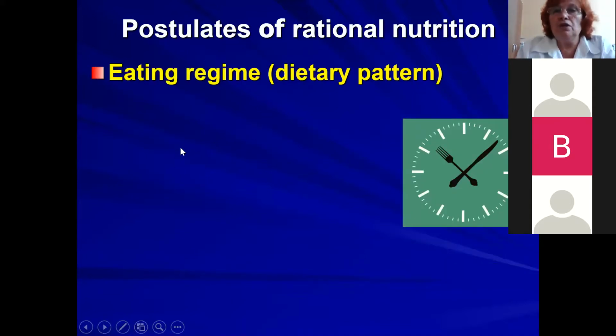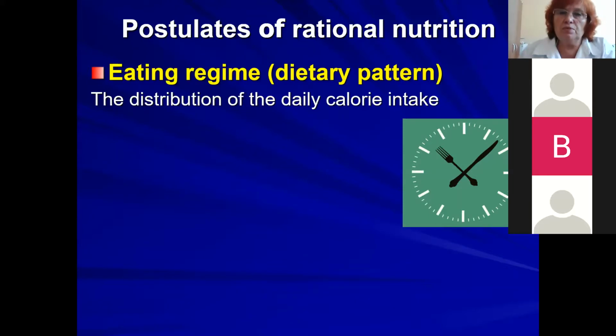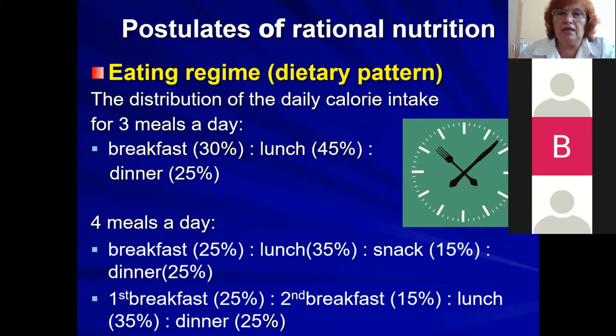The next postulate of rational nutrition is eating regime, dietary pattern. The distribution of the daily calorie intake for 3 meals a day: breakfast 30%, lunch 45%, dinner 25%.